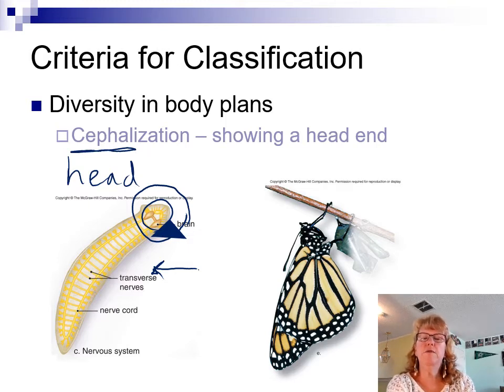If we look at a butterfly, it also has a head end. It's a little bit more complicated. It has mouth parts and eyes and antennae, and so that's a little bit higher level organism with more cephalization.